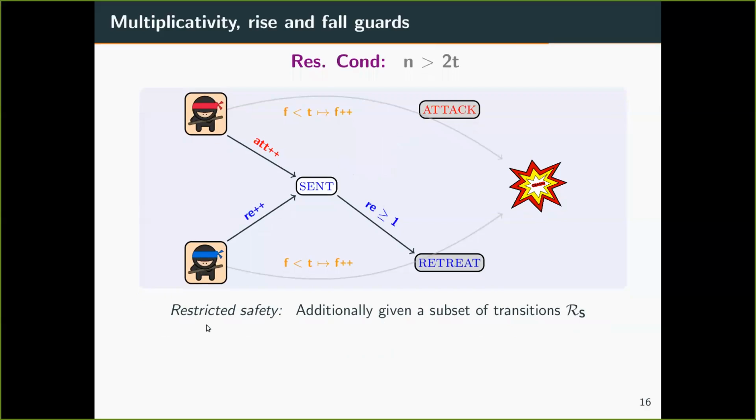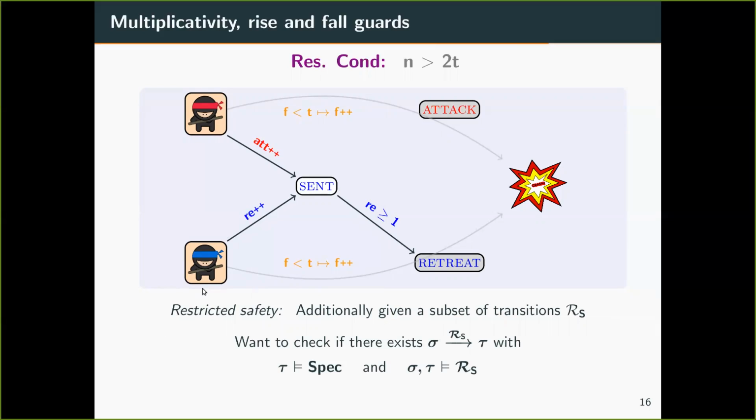Okay. So before I describe the solution to the safety problem, let us consider a restricted version of the safety problem. In this restricted safety problem, we are given a threshold automaton. We are also given a specification as before. And additionally, we are given a subset of transitions, RS. So in this case, we have removed this transition between the states sent and attack, and we have retained all the other transitions. And this subset RS is now the set of all these 5 transitions that we have here.